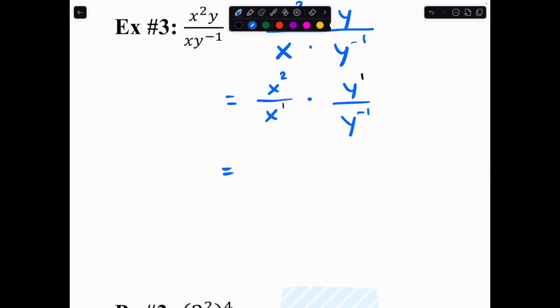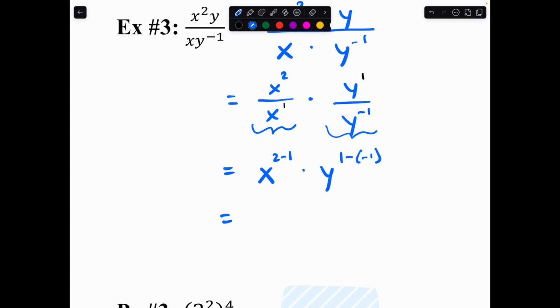But from there, we can use our quotient rule. So for this first quotient, we can say that that's x to the 2 minus 1 power. For the second quotient, we can say that's y to the 1 minus negative 1 power. We're subtracting the exponents, right? And 2 minus 1 is 1. I don't even have to write anything, that's just x. And y, 1 minus negative 1 is 1 plus 1, which is 2. So our final answer should be xy squared.